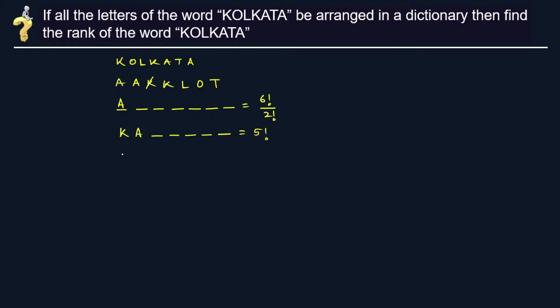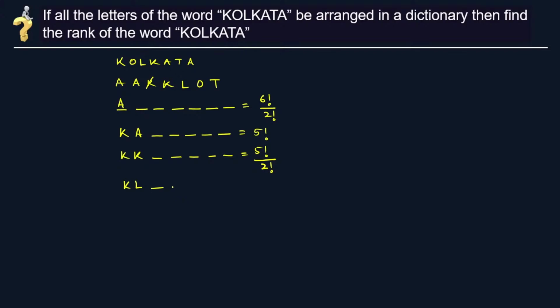Then alphabetically, it will start with K again. Now, if K comes, then we have 5 places, out of which you observe your 2 A's are identical. Therefore, the total number of such words that can be formed is factorial 5 divided by factorial 2. After K, what will come? It will come KL. Am I correct? It will start with KL.